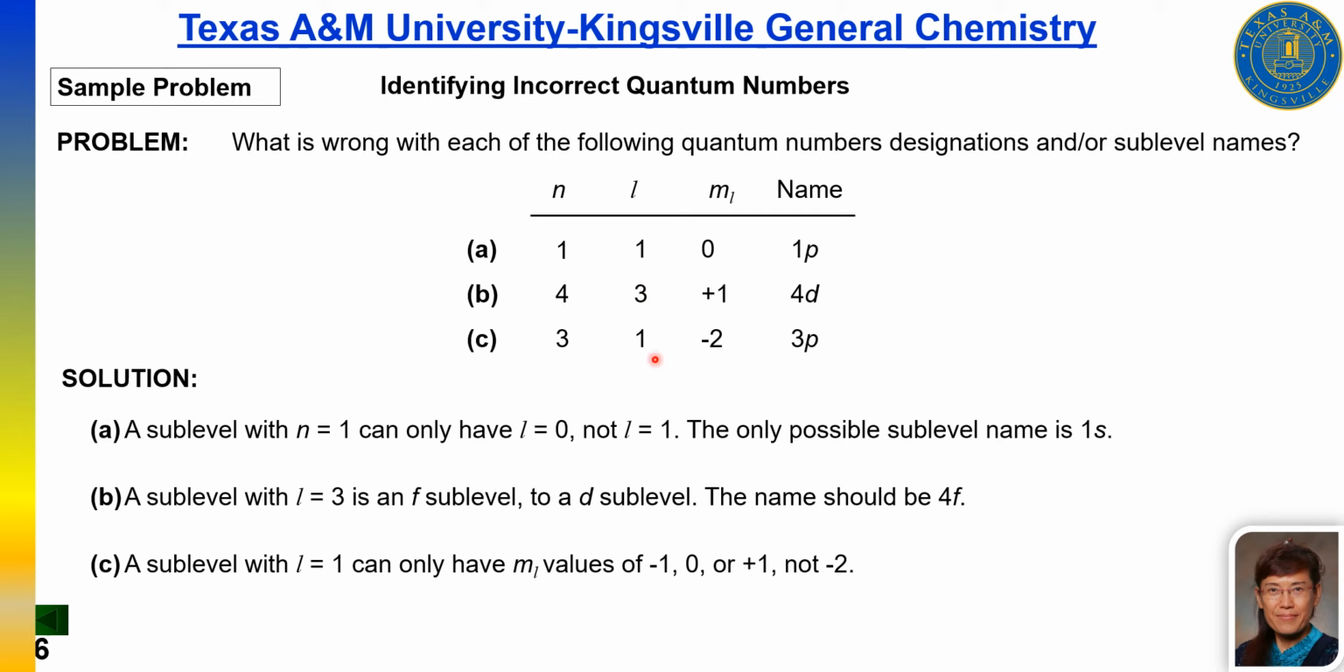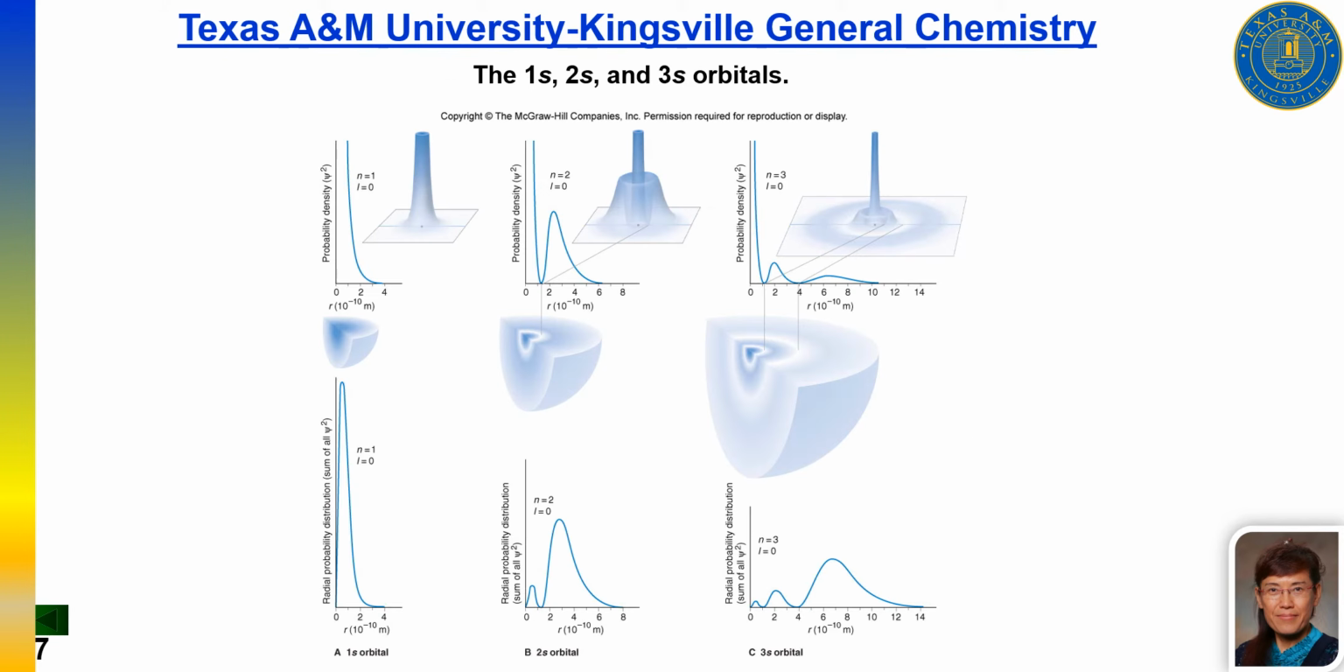So again, if your L is 0, you call it S orbital. If L is 1, you call it P orbital. If L is 2, you call it D orbital. L is 3, you call it F orbital. That's how you determine it. So this following, we have several slides showing you what the orbitals look like.